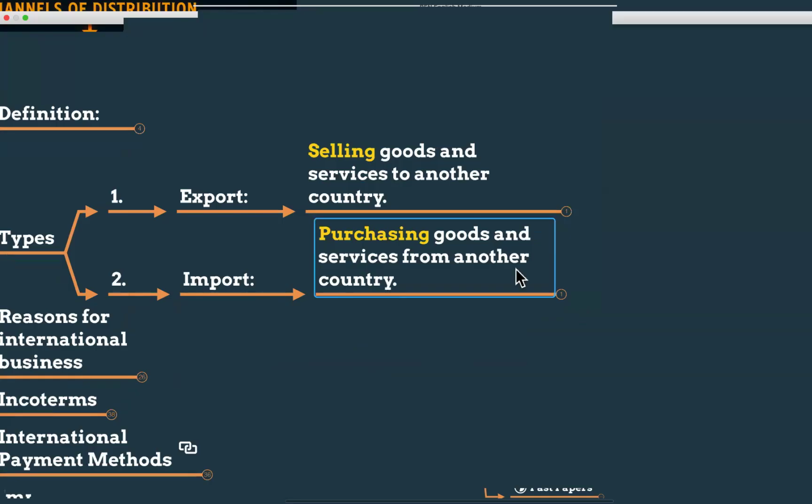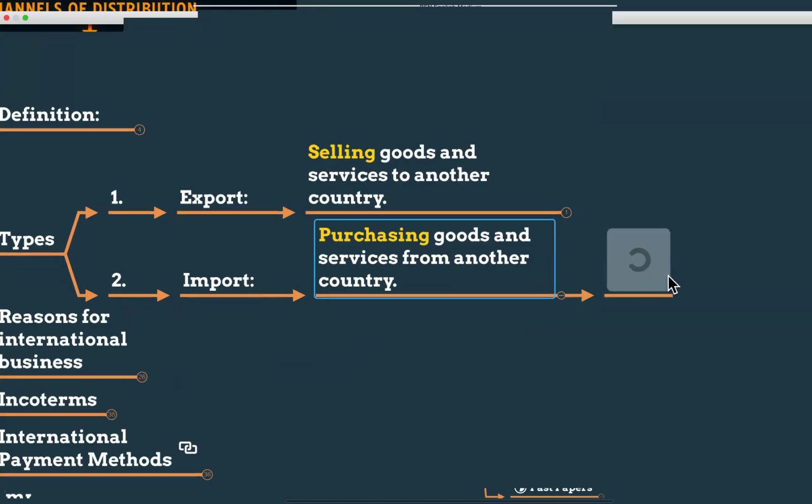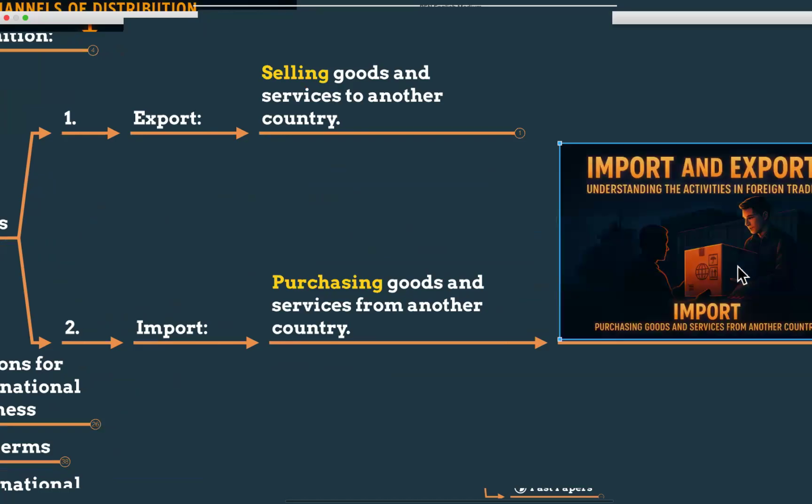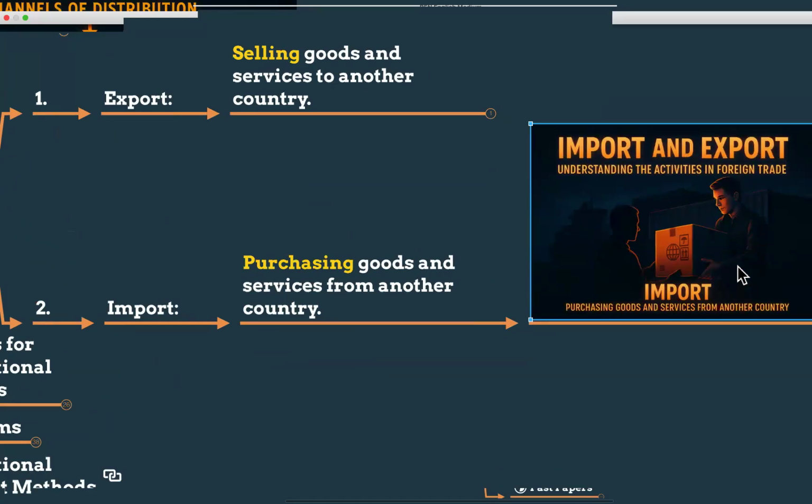Import means purchasing goods and services from another country. What does this mean? Buying goods and services from other countries. What does Sri Lanka buy from the world? The things we can't produce. We don't have the resources. At the same time, if we produce them in Sri Lanka, it is expensive, so we buy. It's cheaper from other countries. Sometimes we cannot produce in that much better quality because we don't have the facilities, factories, and resources here.